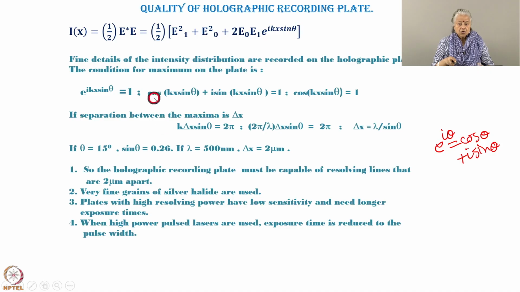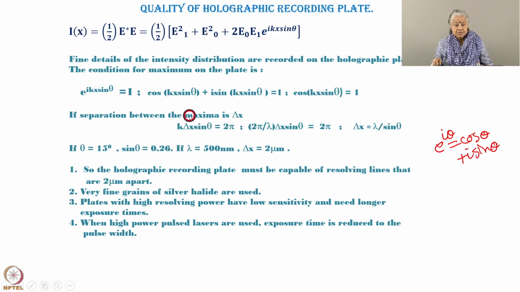So, here I have cos of k x sin theta plus i sin k x sin theta, which should be equal to 1. Now, there is no imaginary part on the right side, so the sine part can be put at 0. I am just left with the term cos k x sin theta equal to 1. If the separation between the maxima is delta x, then I can put k delta x sin theta is equal to 2 pi.